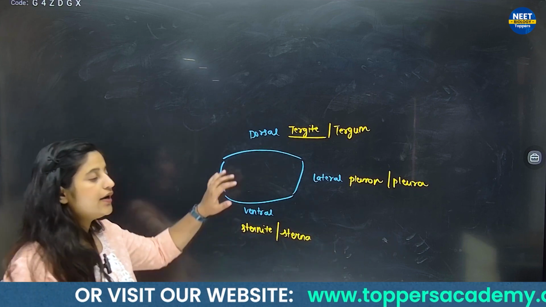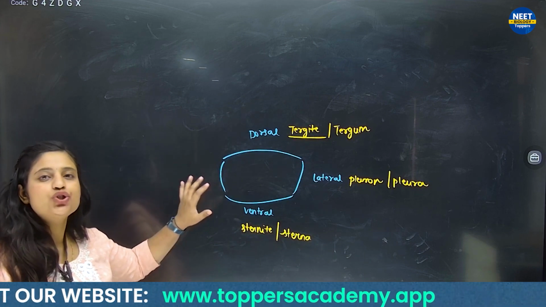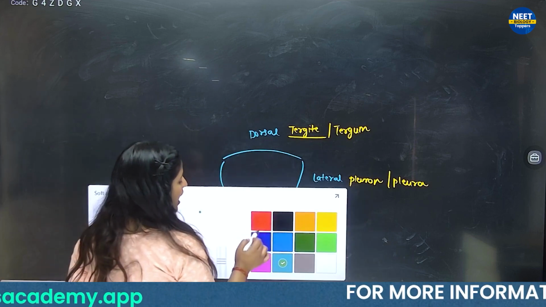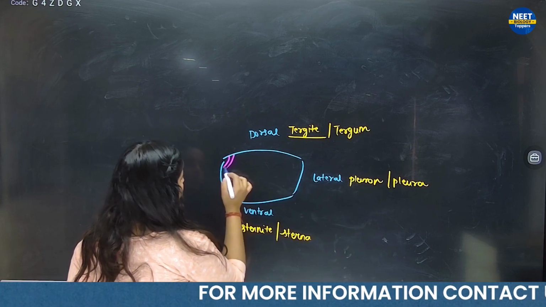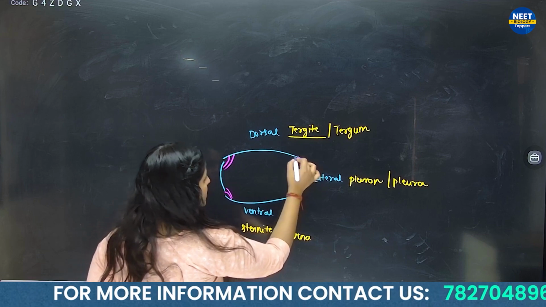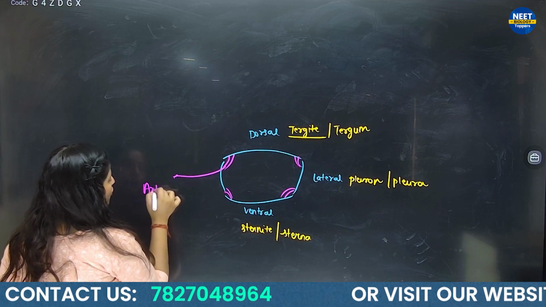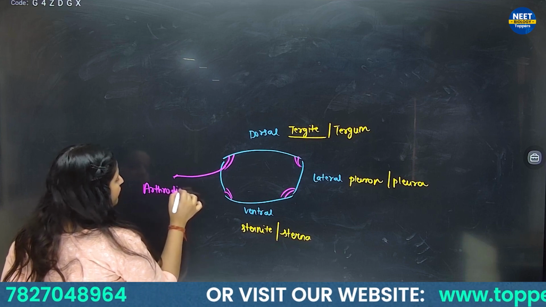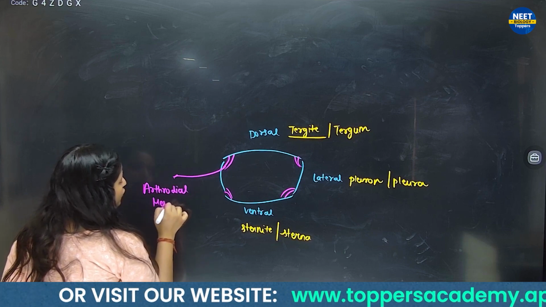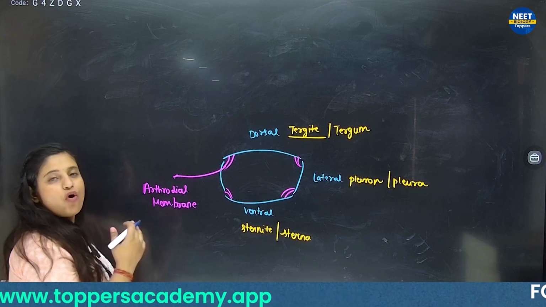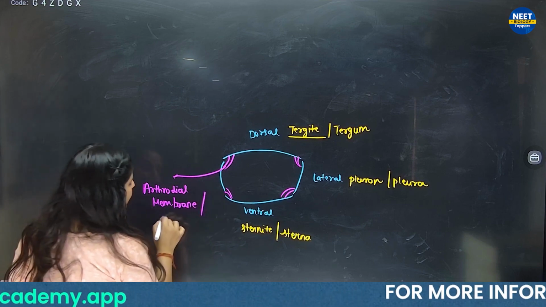And all these sclerites are joined together by a membrane, and this membrane is known as the arthrodial membrane. The arthro word we are using for joints. Next, the arthrodial membrane is also known as the articulating membrane.